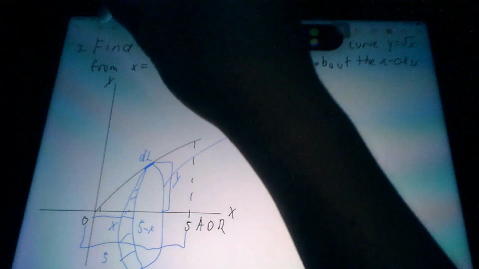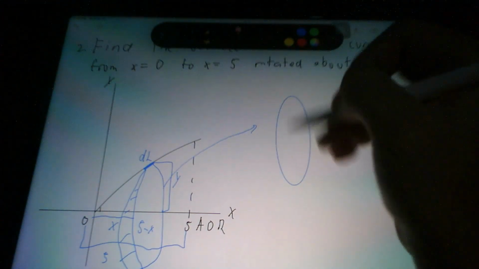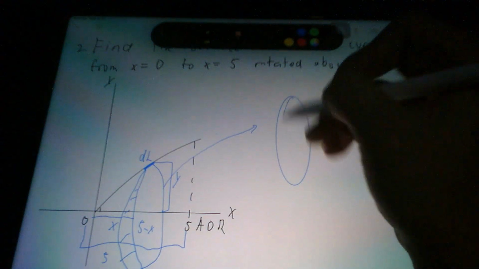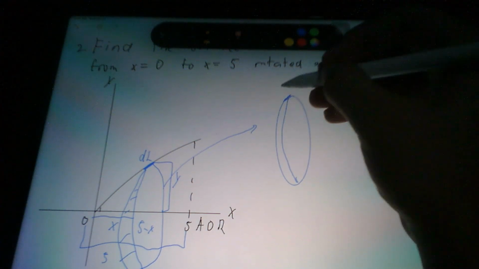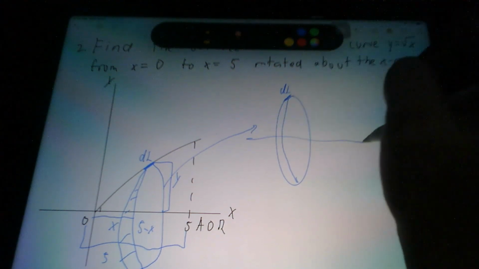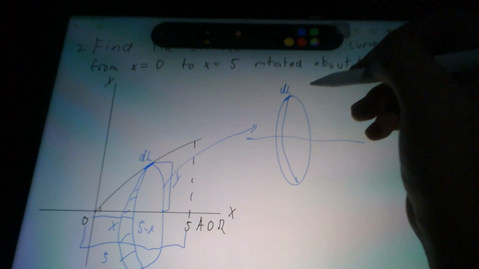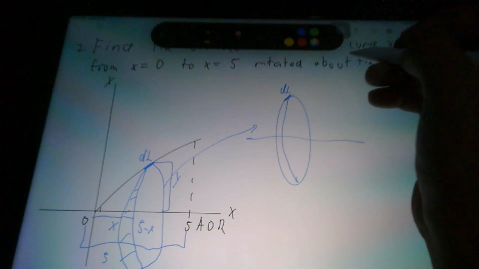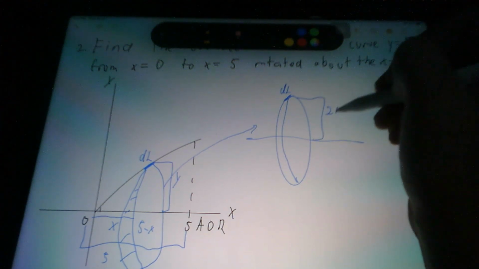Go back. It should look like this. So this is our DL here. This is our DL bounded from y. So this is our 2 pi y, 2 pi y.